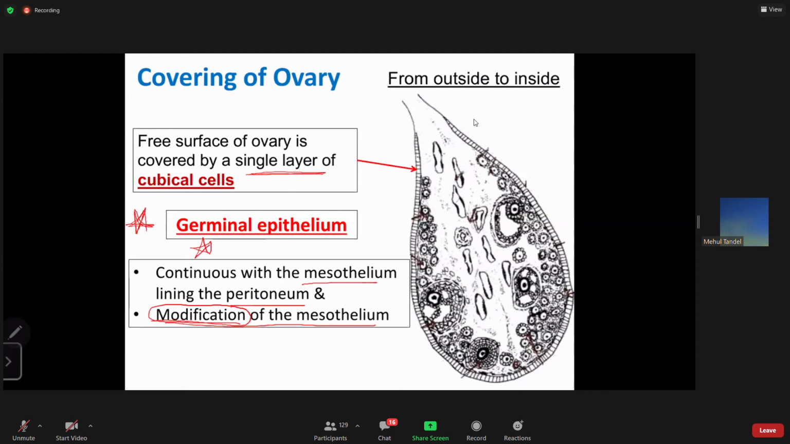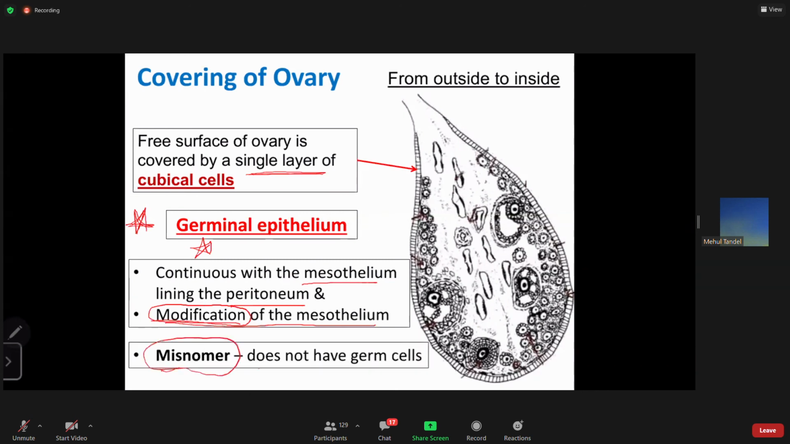Gametes are developed in the dorsal wall of yolk sac. Remember, germinal epithelium never produces germ cells. So this term is a misnomer. They do not contain germ cells. Remember this. They never produce germ cells or contain germ cells. Germ cells are produced by the dorsal wall of yolk sac.